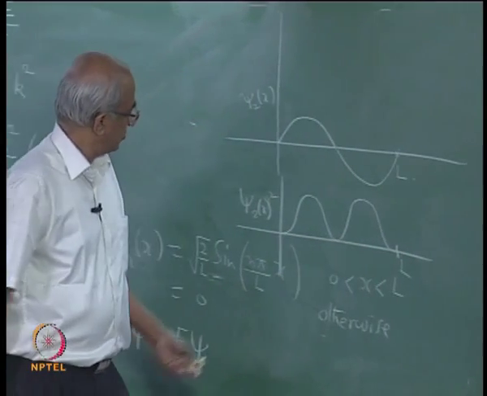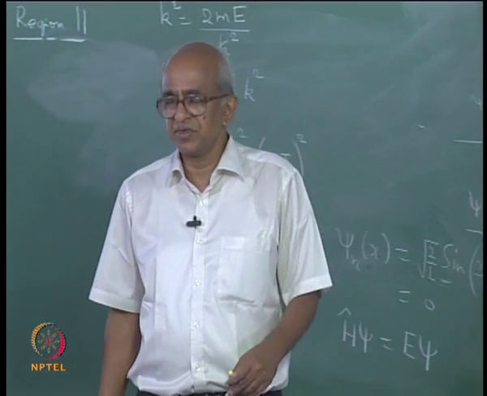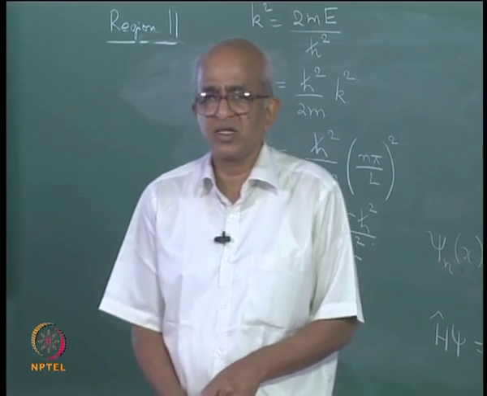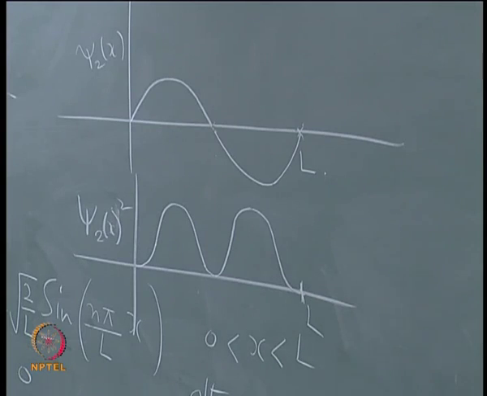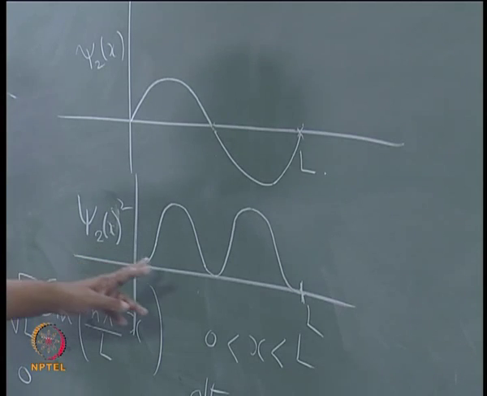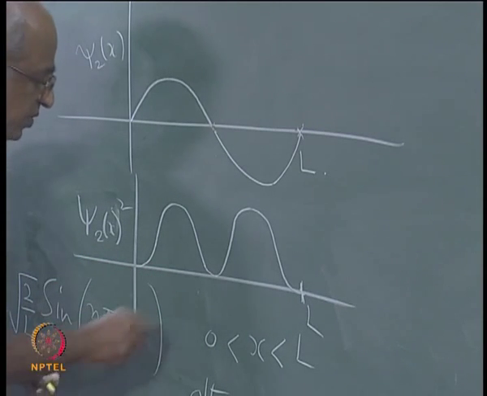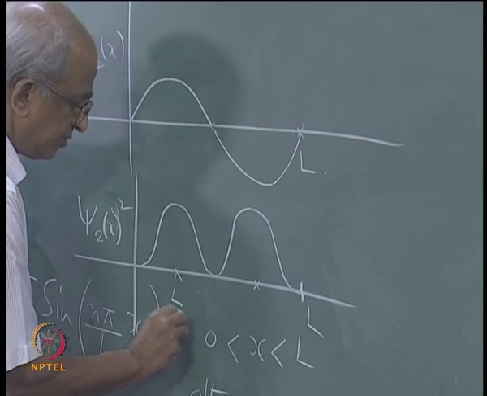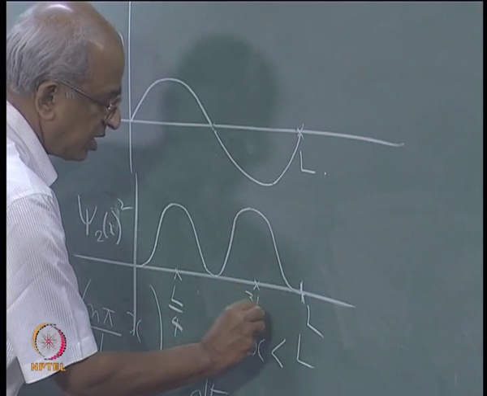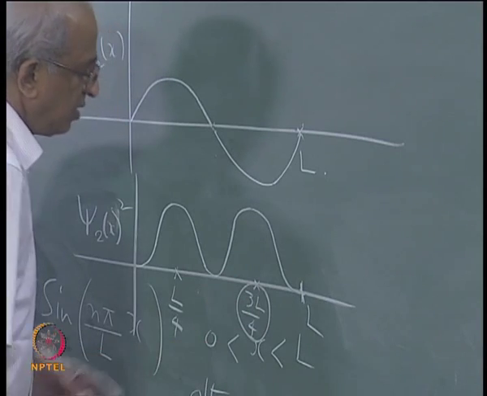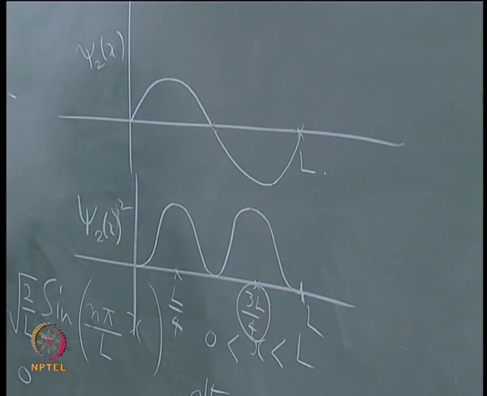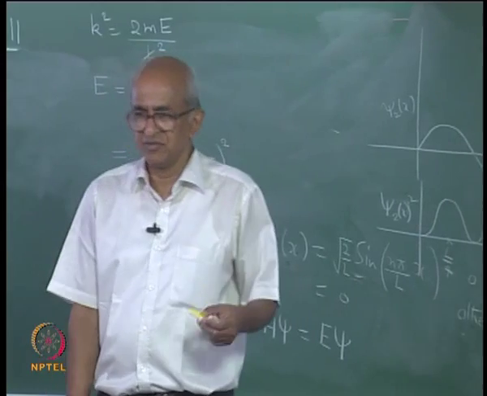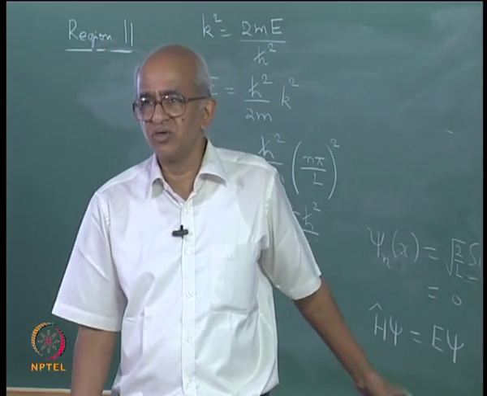This is the plot of psi squared, which is the probability density. If you are asked what is the most probable position for the particle, you will say that in this case there are two most probable positions. One is this point and the other is that point. This will be L by 4, while that will be 3 L by 4, and right at the middle of the box the probability density for finding the particle is actually equal to 0.